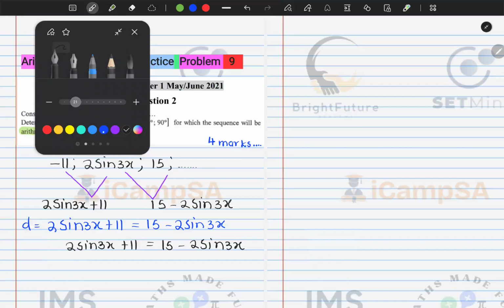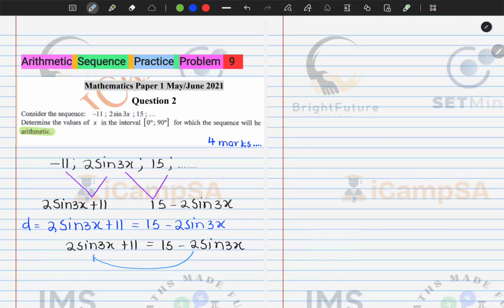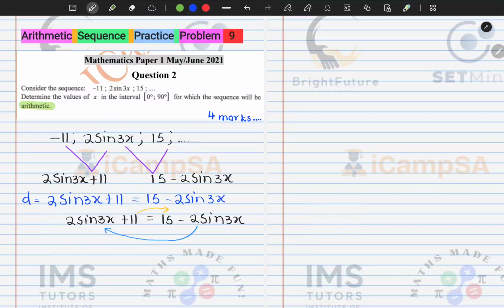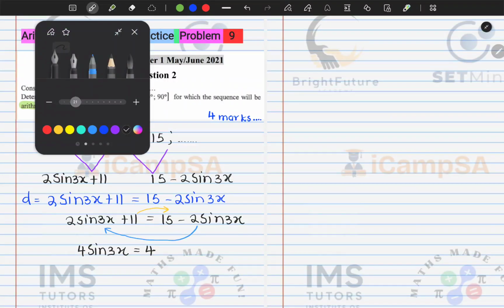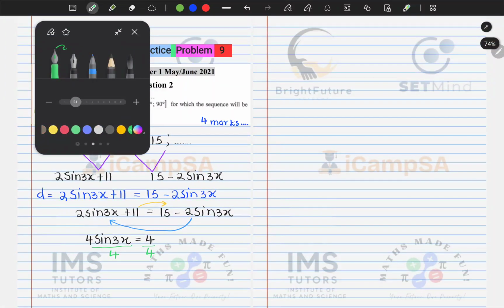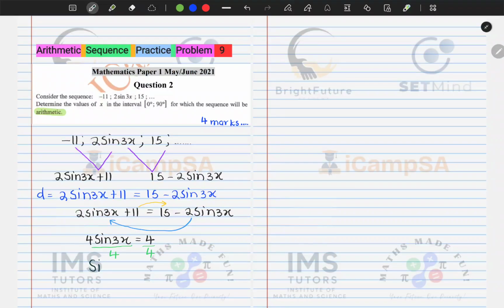of 3x. If you observe carefully, we can take the sine this side and then take the 11 to the other side. If you do that, you have 2 sine 3x plus 2 sine 3x, which ends up being 4 sine 3x, and then we have 15 minus 11, which gives us 4. Remember, we are trying to solve for x here. So we can divide by 4 on the left and divide by 4 on the right, such that what we end up having is sine of 3x equaling 1.